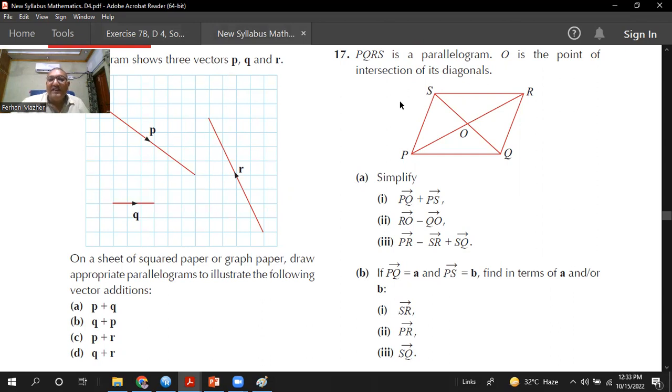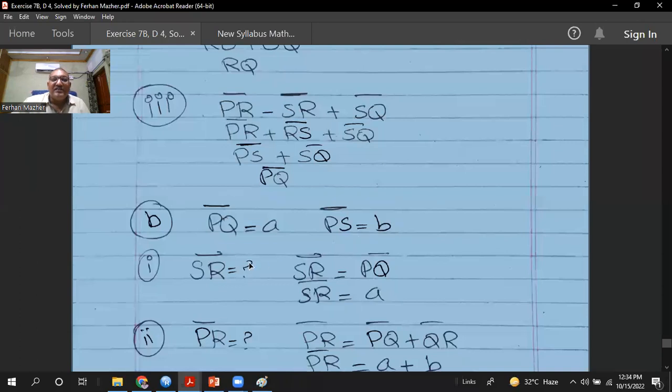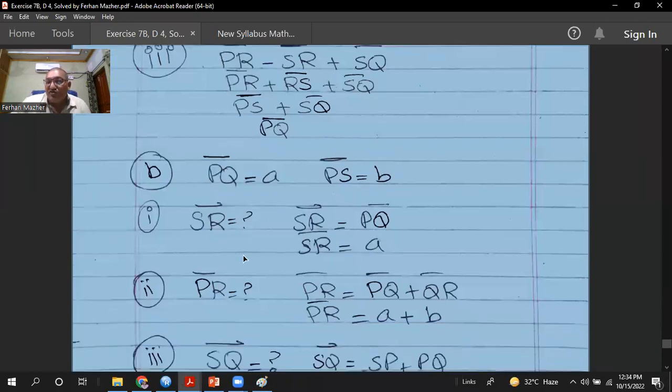Okay, then he says PQ is represented with A, and PS is represented with B. He says find in terms of A and B. SR will be equal to PQ, so that will be A. So what is SR? SR is equal to PQ, so SR will be equal to A.